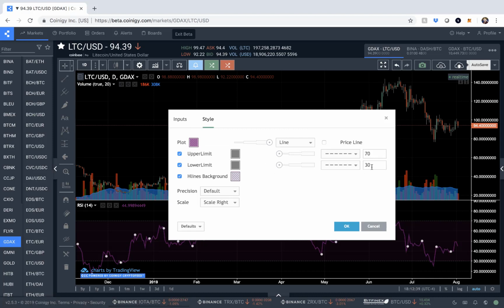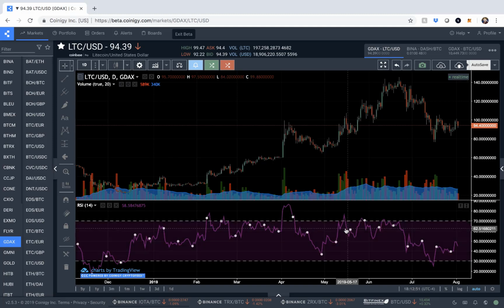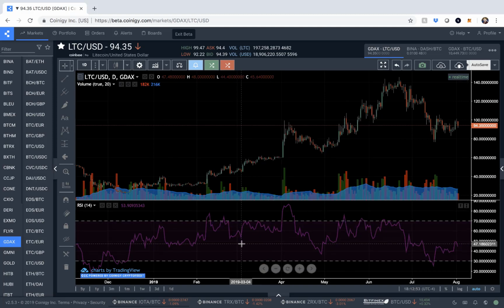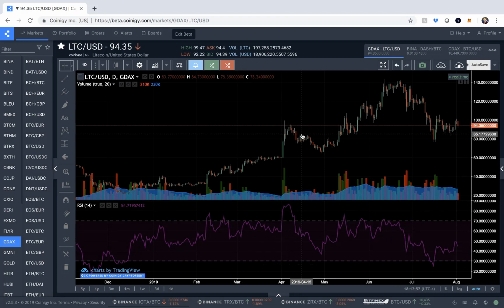The standard format is to use a little line when it drops below 30, and then a little line so you can see when the RSI is above 70. So I'm going to just make these brighter. And you'll see that the RSI rises and falls with the price momentum of Litecoin.